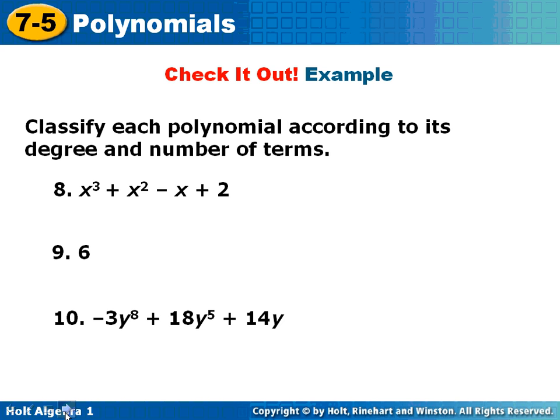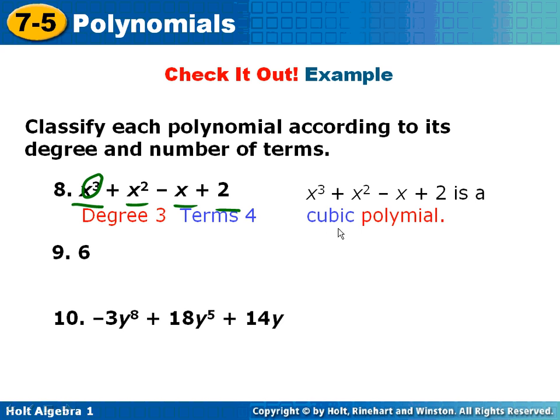All right, next problem. Numbers 8, 9, and 10. You just have to classify each of the polynomials. Number 8. The highest degree is 3, so what do we call that? Cubic. How many terms are there? 4, so what do you call that? Polynomial, because anytime it's 4 or more terms. What's it called? Cubic polynomial.